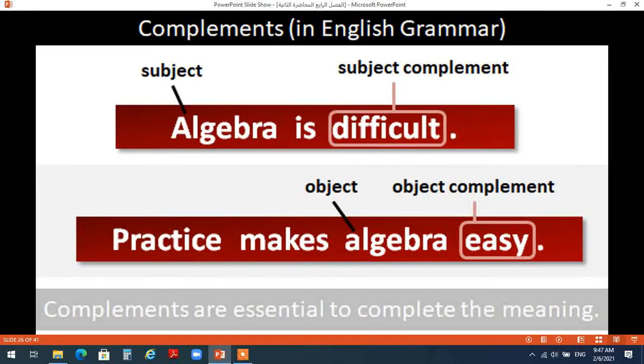Complements, as you see here, there are two examples to show you the difference between subject complements and object complements. For example, we say algebra is difficult. As you see here, the verb is a linking verb, so after it we have a subject complement, which is difficult. As for the second example, practice makes algebra easy. The verb makes is a complex transitive verb because we have algebra as the direct object and we have easy. This is an object complement.